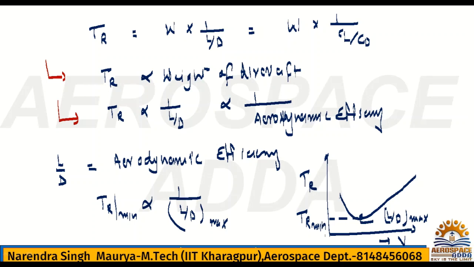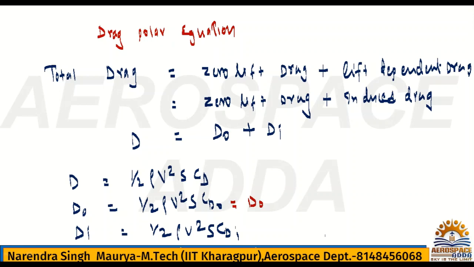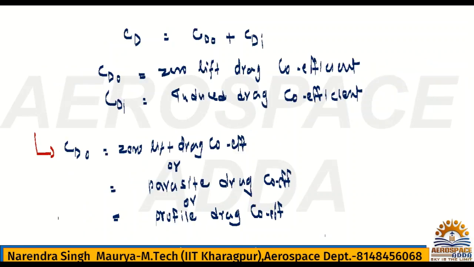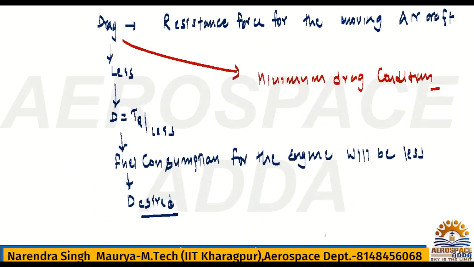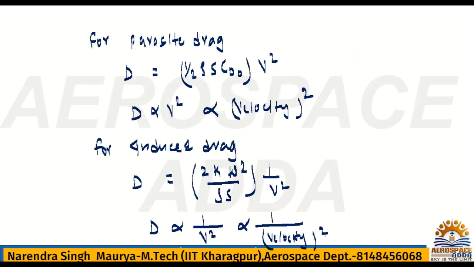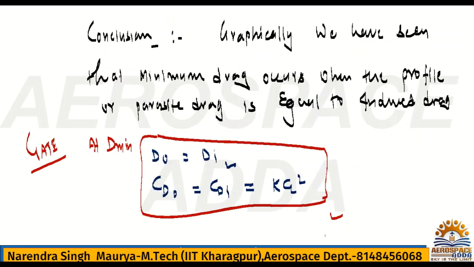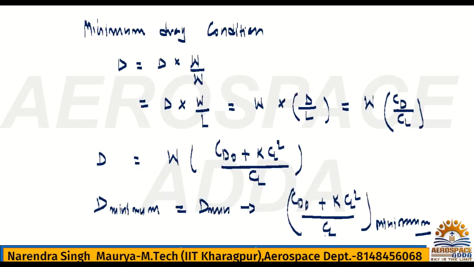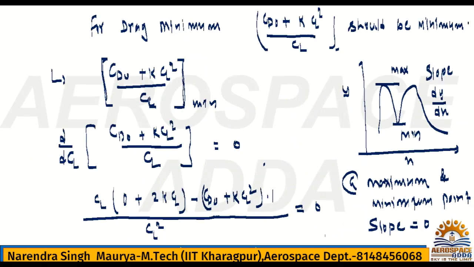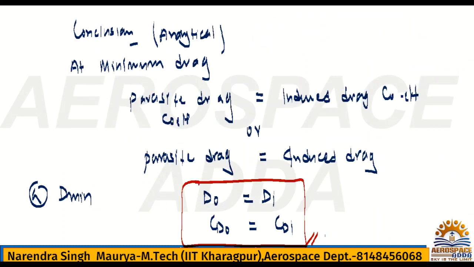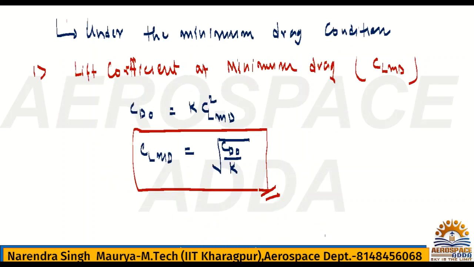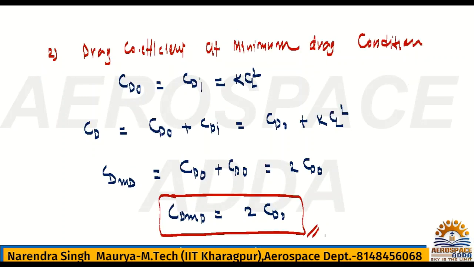Like thrust required, you have seen its dependency on the weight of the aircraft. Drag polar equation you have seen here. All the explanation I have given, whatever was possible in a shorter time period. And this is the graphical representation of the minimum drag. Conclusion also is available here for the minimum drag and condition also. Again, a mathematical, analytical way also we have for the minimum drag condition. At the minimum drag condition, the parameters are like lift coefficient CLMD, and drag coefficient at minimum drag, which is called CDMD.